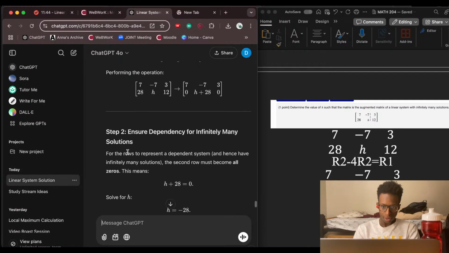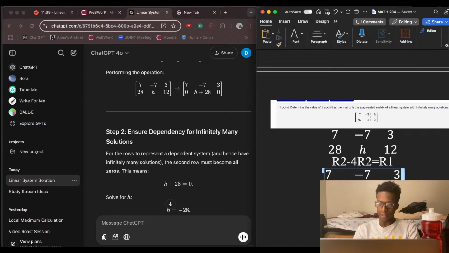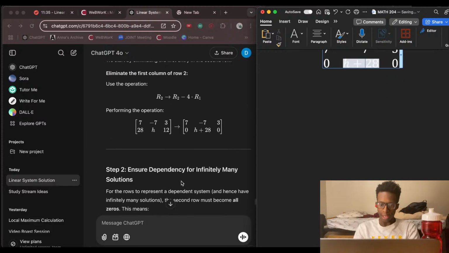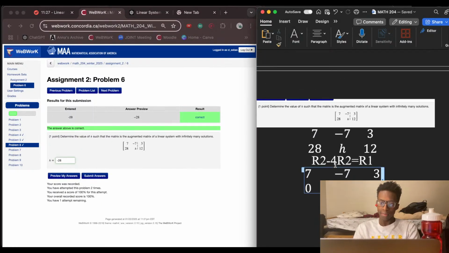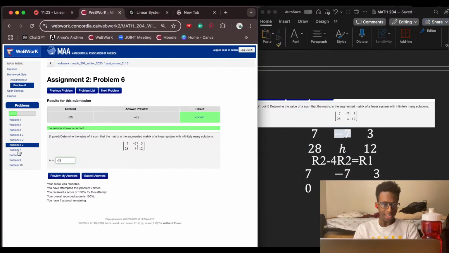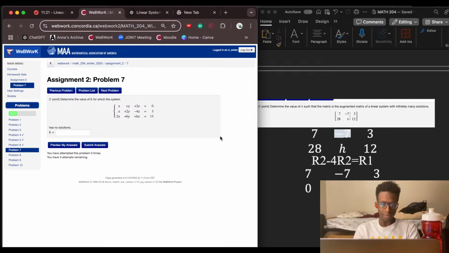So then, I see. So this one is the only one that would be plus 28. So then you solve for it, and then you'll get negative 28. Yep. That's why I was wrong. Once again, it's my silly mistakes with the minuses, with negative signs. I should have clocked it when I saw the negative.